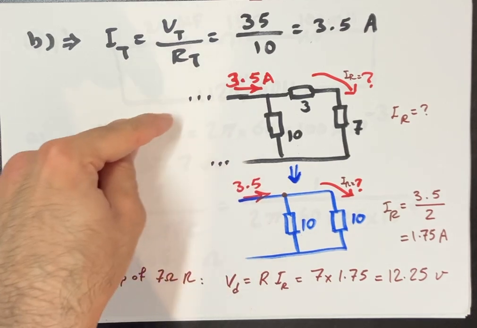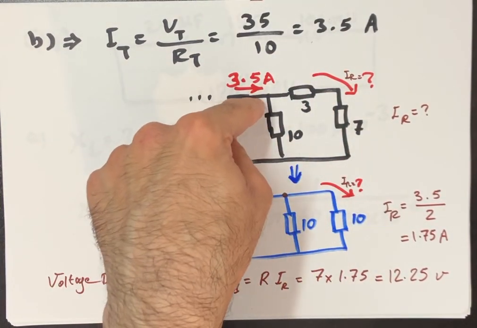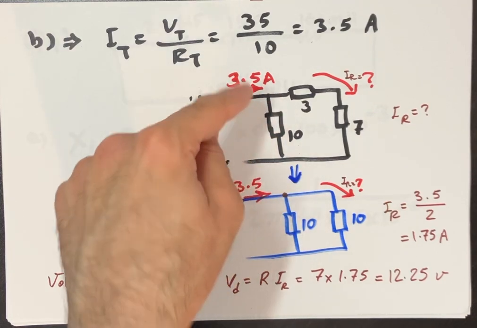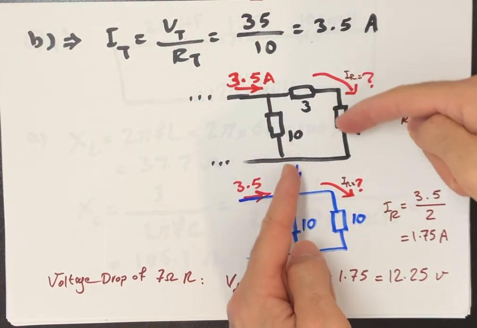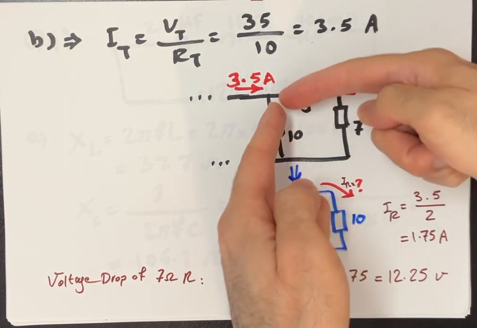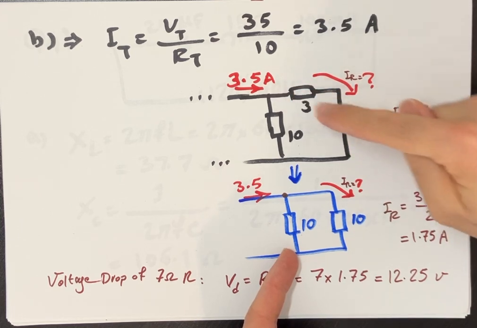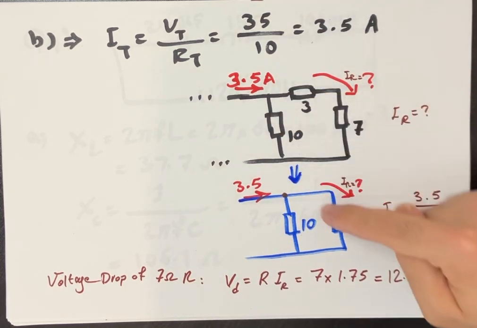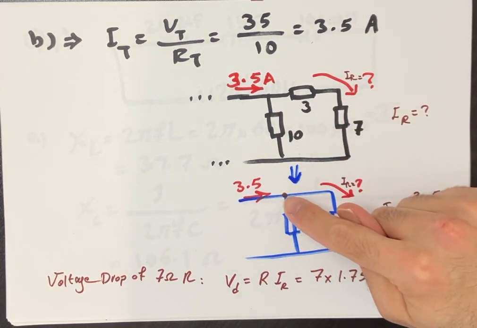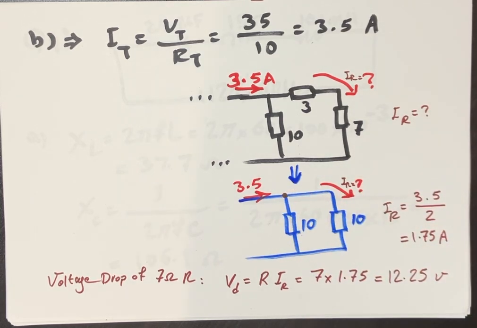We know the total current now, 3.5. We just obtained it. 3.5 arrives in this node, and then it is divided into two branches. This is one branch, this is the other branch. It's like this part is like this, no? You have this 10 ohm, and this is 10 plus 7, which is 10 ohm, another 10 ohm. So 3.5 arrives in this node, and it is divided in two parts.